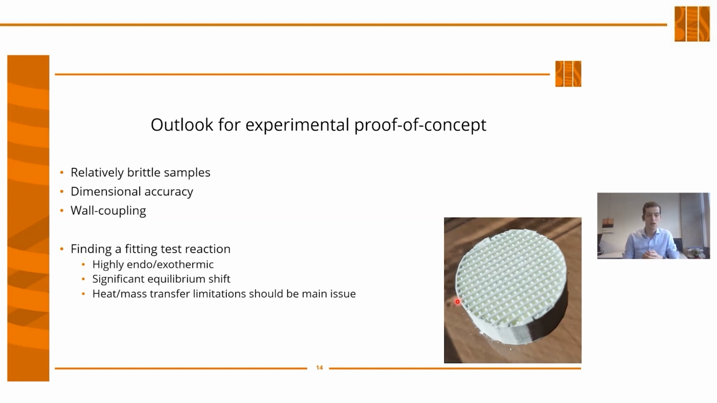And therefore, we need a very highly endo or exothermic reaction, which has a very significant equilibrium shift as a function of temperature. So the reaction produces or consumes heat and therefore slows itself down. We want to really see that effect in our lab. And we want to make sure that the heat or mass transfer limitations are the main issue in the implementation of this reaction in real life.